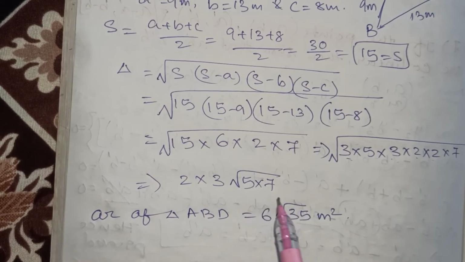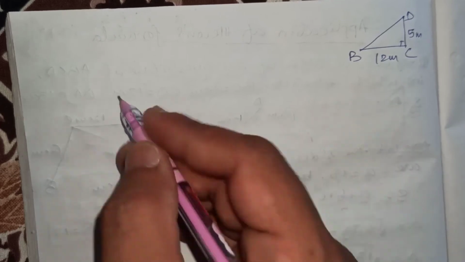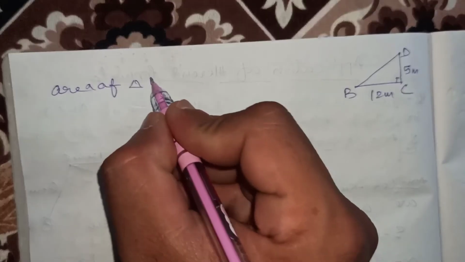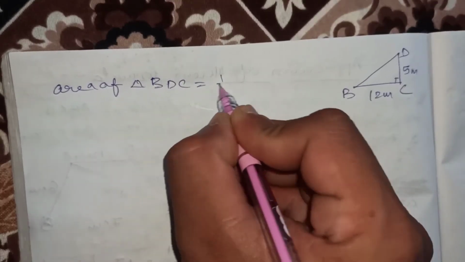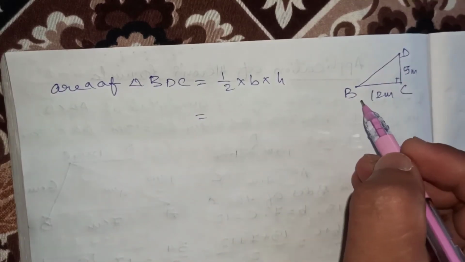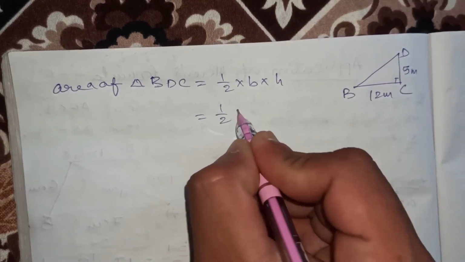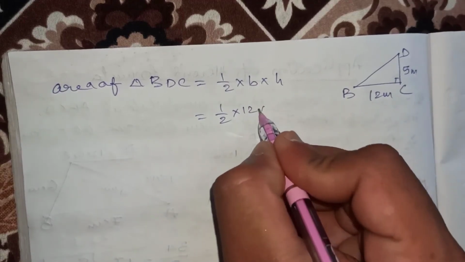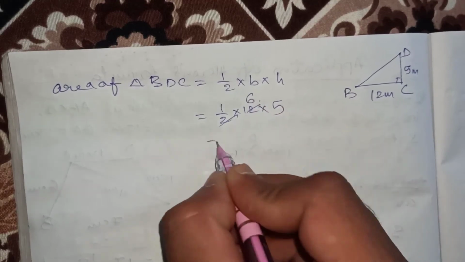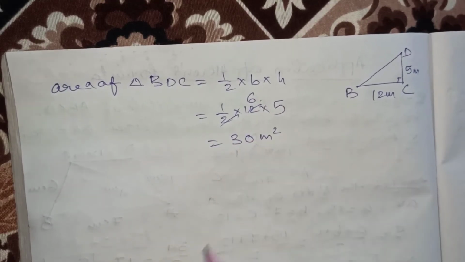Now we will find out the area of triangle BDC. Look here, this is a right angle triangle, so no need to use Heron's formula. Directly use the area of right angle triangle formula. Area of triangle BDC is half into base into height. Half into base is 12, height is 5. Cancel 2 and 12, 6 we will get. 6 fives are 30 meter square.